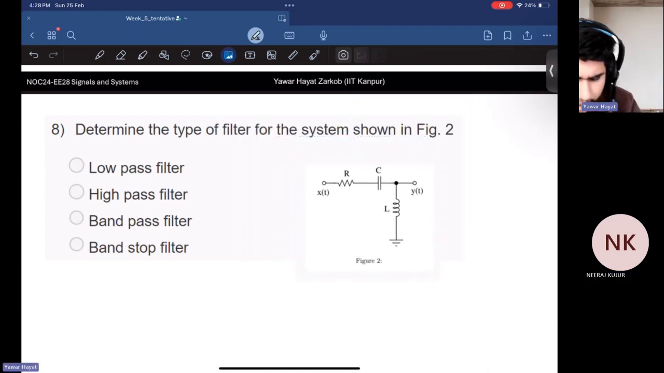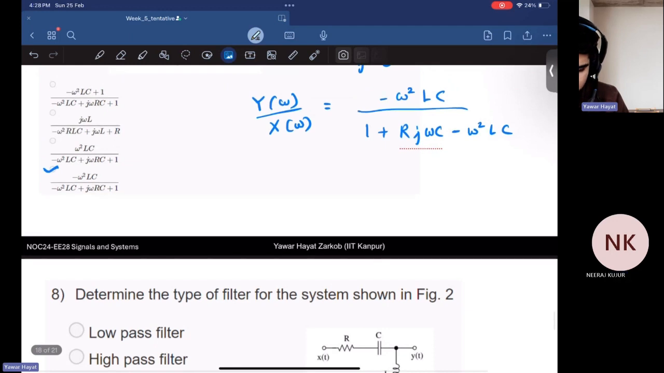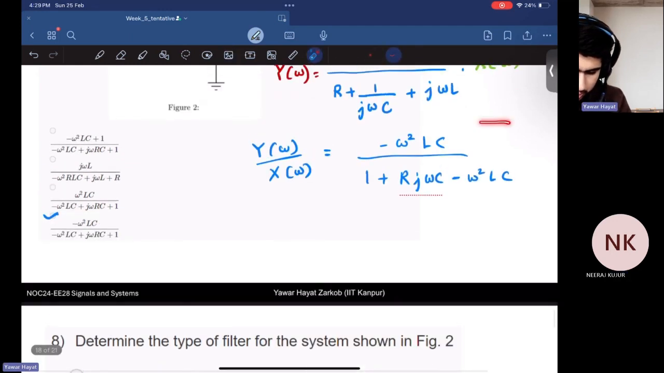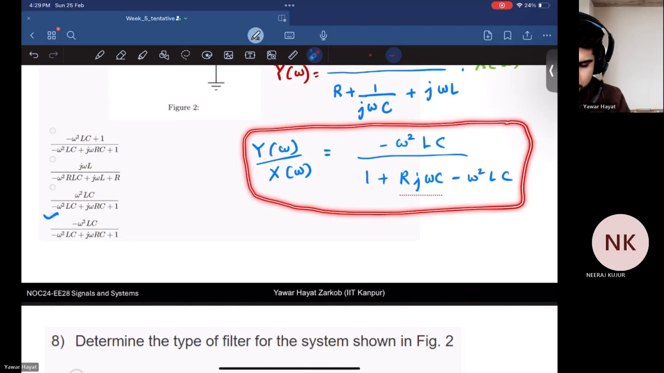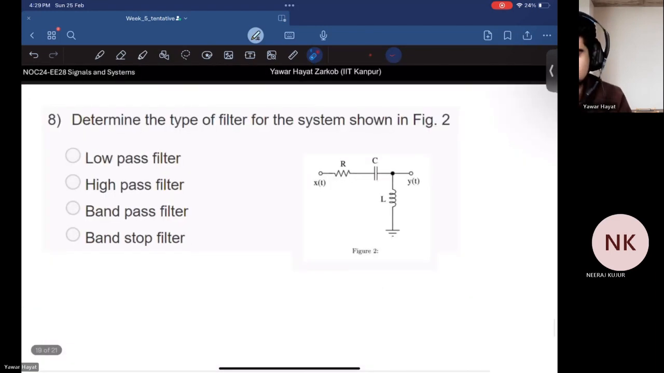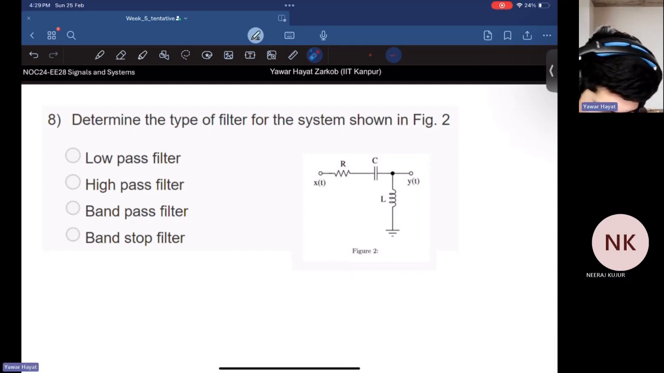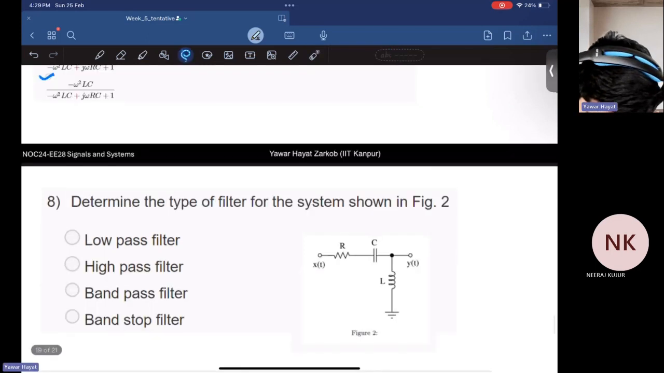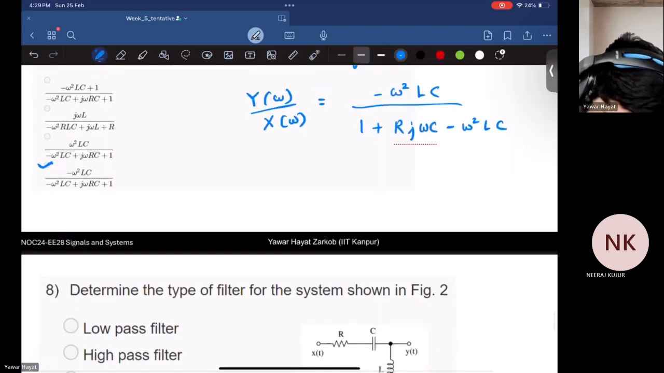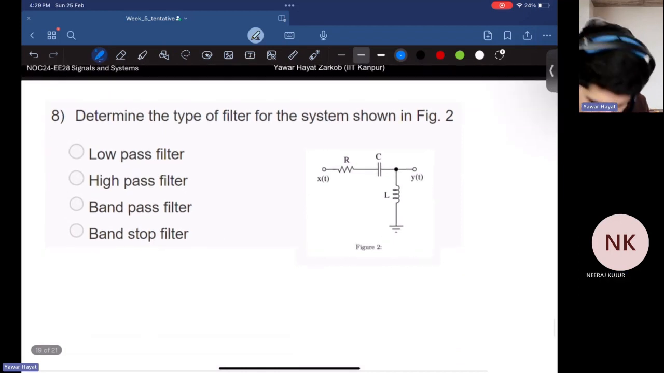Okay, this is your figure 2 and you need to determine the type of filter for the system shown in figure 2. The hint is that you already found out the transfer function, right? You can use this. Sir, high pass filter. Is it a high pass filter? Let's see why. Let me copy this one, or I may just write it out.